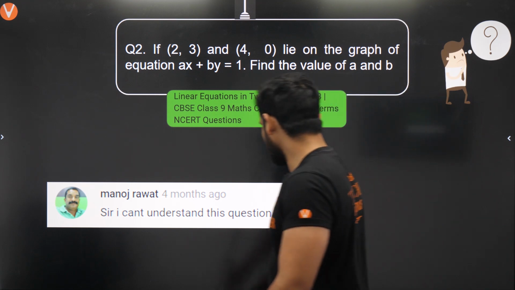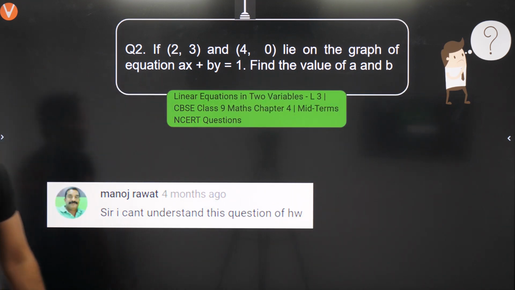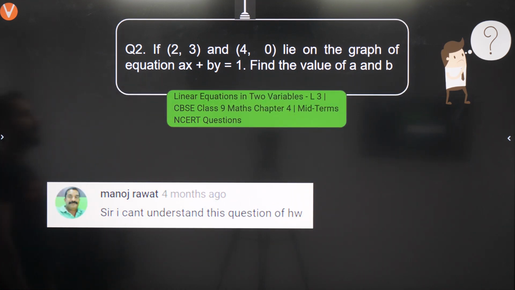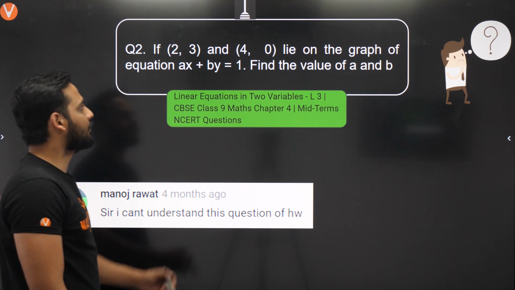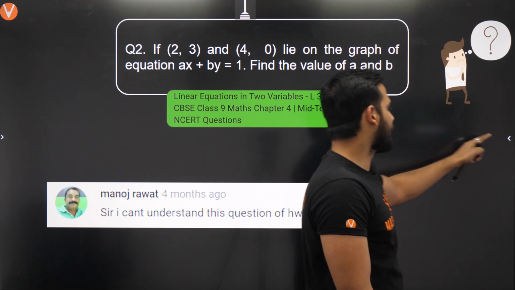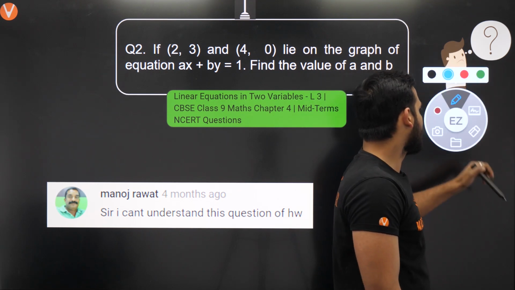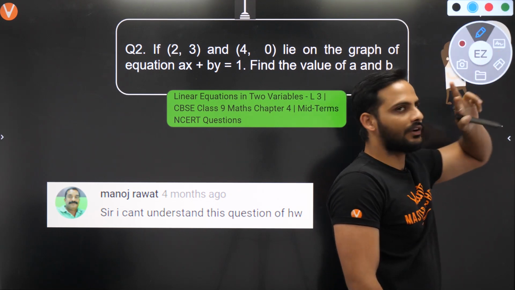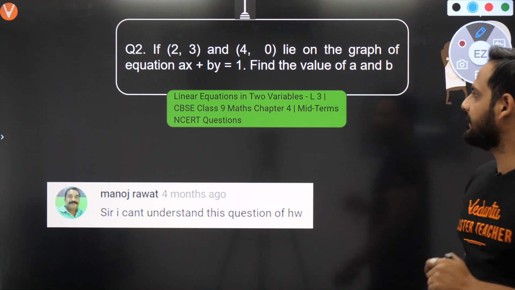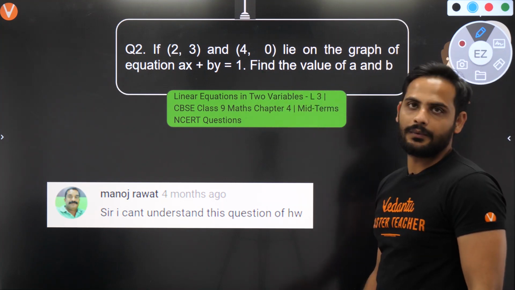Sir, I can't understand the homework question. Okay, let's take that question which you were not able to understand. If (2, 3) and (4, 0) lie on the graph of the equation ax + by = 1, find the values of a and b. Now I know that this is a linear equation in 2 variables, ax + by = 1, and 2 solutions of this equation have been given to us.